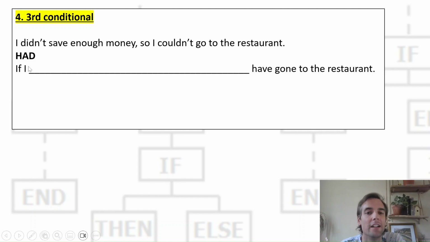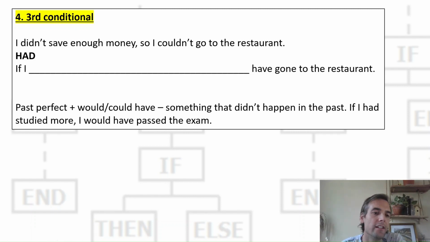But if I had gone to the restaurant, so you're saying, well, if I... And how do we use third conditional? We use the past perfect, and then we use would or could or might have with the perfect tense there as well. Something didn't happen in the past. And again, I always find it a nice idea to have a reset sentence. I'm having a doubt about third conditional. I just think, okay, well, third conditional, I know this is, if I had studied more, I would have passed the exam. And I can tell myself, oh yeah, had studied, would have passed. That's the third conditional.